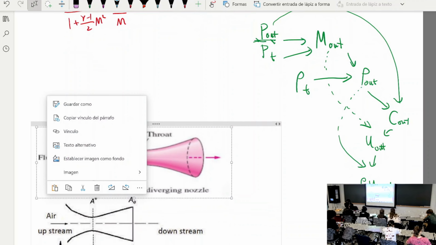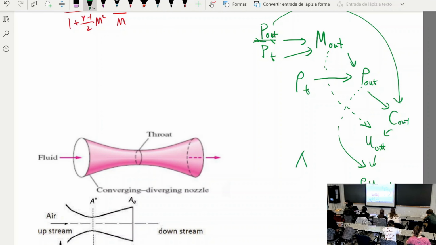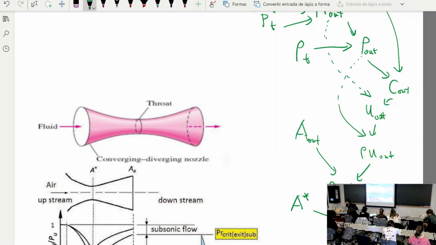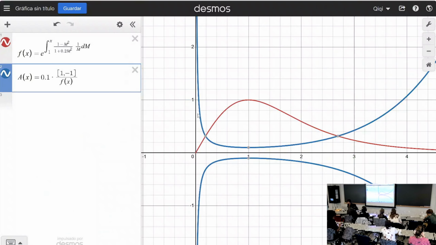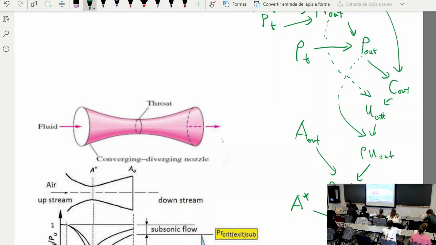If you also know the area of the outlet, you know rho U A, not just at the outlet but throughout the entire nozzle, because of mass conservation. This is the same throughout the nozzle. Then if you know the area of the throat, that gives you rho U at the throat, let me just say star. And from rho U star, you look up this table or plot, and you know the Mach number at the throat.